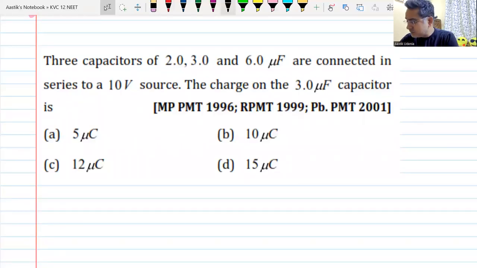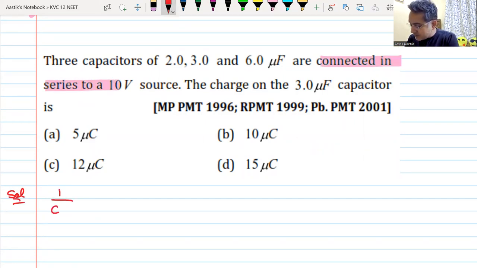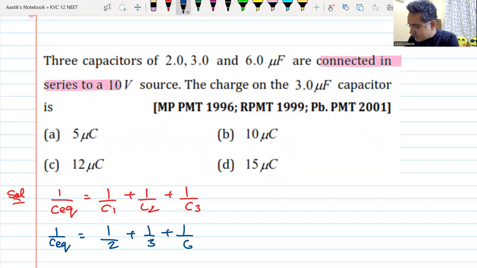How are you supposed to do this? It's a very simple question. You see that these capacitors are in series. So first thing that you have to do is find out the equivalent capacitance. You put the formula 1 by C1 plus 1 by C2 plus 1 by C3. So 1 by C equivalent will be equal to 1 by 2 plus 1 by 3 plus 1 by 6. How much are you going to get when I add them? You are going to get 1 by C equivalent equal to 1. That implies that C equivalent will come as 1 microfarad.